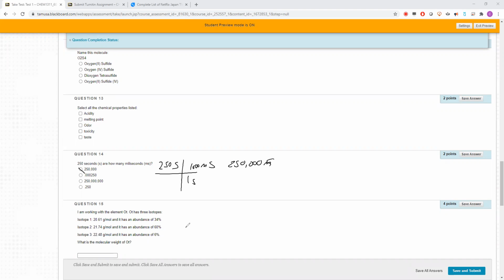I'm working with Ot. Ot has 3 isotopes. What's the weight? So what you do is you take the weight of each isotope. So isotope 1, 20.61, multiply by your percentage, 0.34, plus the weight of isotope 2, 21.74 times the abundance, 0.6, plus 22.48 times the abundance, 0.06. Add those up together, and that is your molecular weight of Ot.